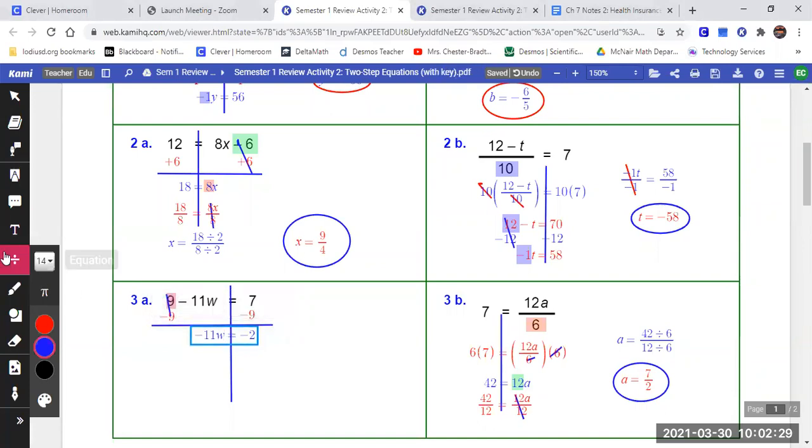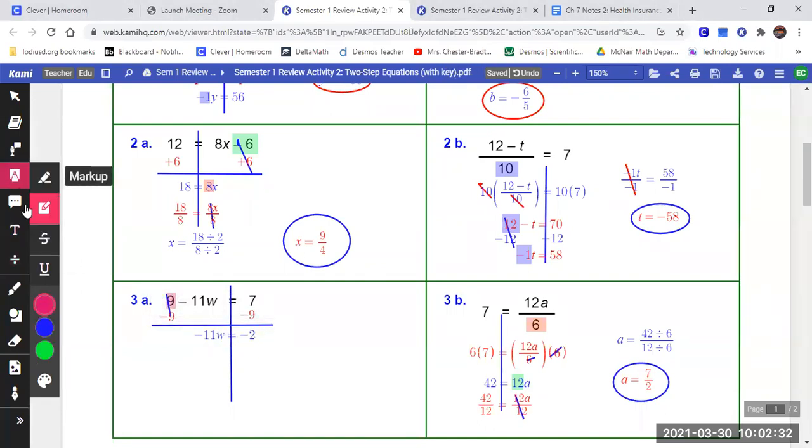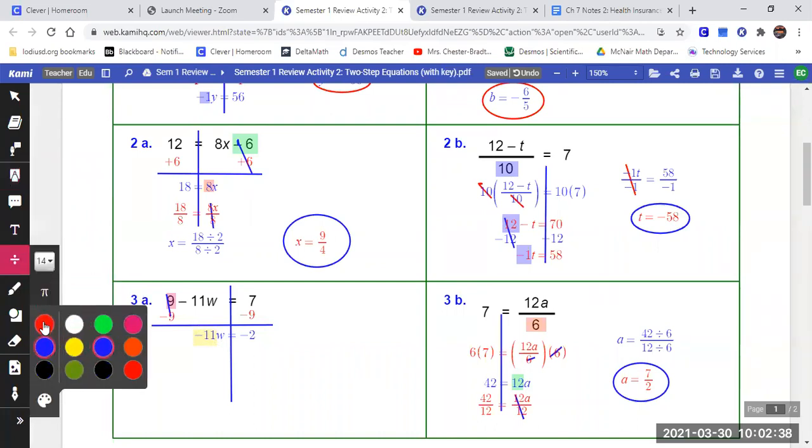We need to get that W alone. We need to big 1 out this negative 11. What are we going to do to make that negative 11 go away by division? Big 1. Divide both sides by negative 11, exactly.